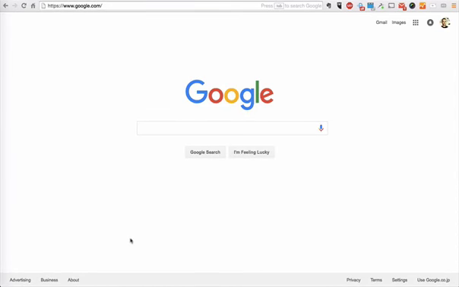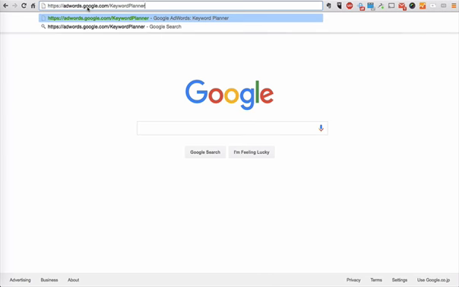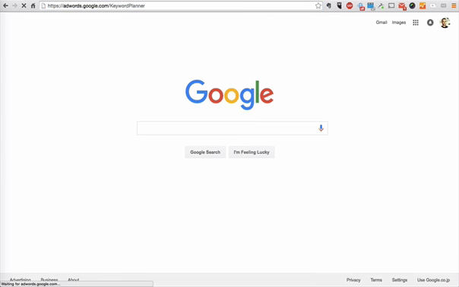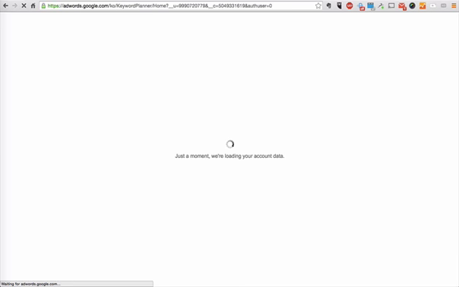So today we're going to look at how we can find some ideas for your business, and we're going to use some tools such as Google Adwords to help you do that, to get some initial research. So the first thing we've got to do is go to adwords.google.com/keyword planner. And this is a free tool that you can use.